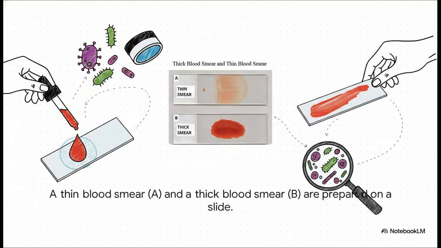So the investigation kicks off by collecting evidence on a simple glass slide. Two types of samples are taken: a thick smear, which is basically a concentrated drop of blood, and a thin smear, which spreads the blood cells out into a single neat layer. Both of these are absolutely critical to solving the case.